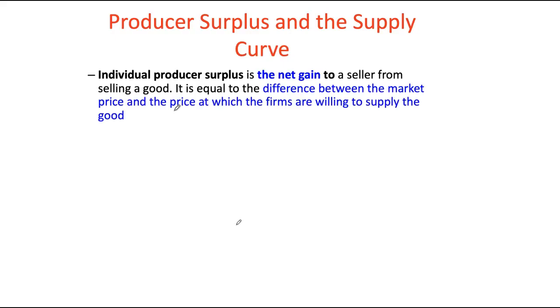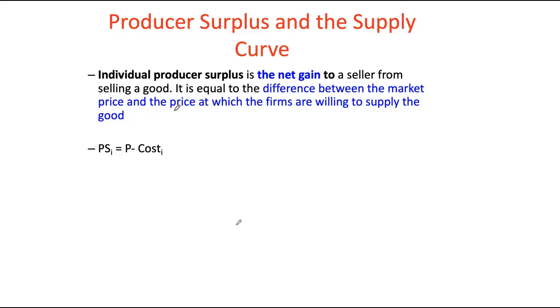Now, individual producer surplus is simply the net gain for a seller who ends up selling a good. How do we calculate it? It's simply the difference between the market price at which he or she sells the good minus the cost of producing that particular unit. So individual producer surplus is price minus the cost of that particular unit.